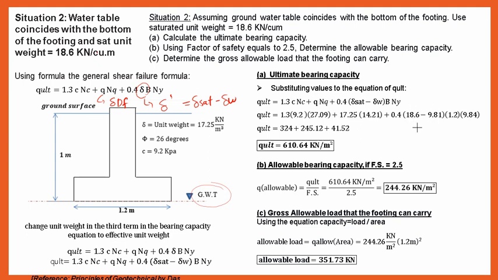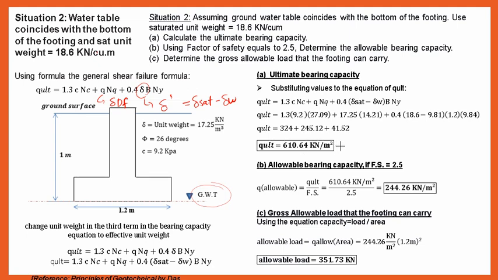Kaya meron tayong unit saturated minus unit weight of water dito. Times B, yung B natin is 1.2, times yung N sub Y, which is 9.84. Substituting the values, makukuha natin, ultimate bearing capacity natin is equal to 610.64 kilonewton per meter squared.